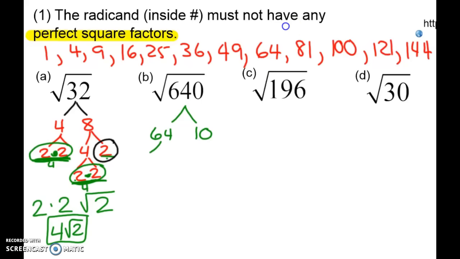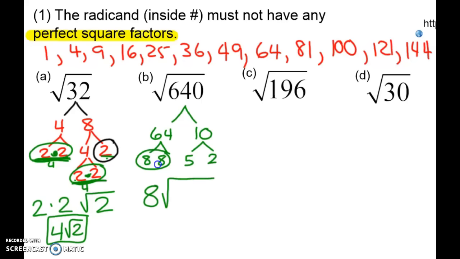I can break the 64 down now to 8 and 8. There's your perfect square. 10 breaks down, let's just make sure, to 5 and 2, and I can't break it down anymore. Now you may say to yourself, well wait, can't I break down these 8s? Well, yes you could, but you do know that that is a perfect square. 8 times 8 is 64, and the square root of 64 is just 8. So the outside number I'm going to have is an 8.